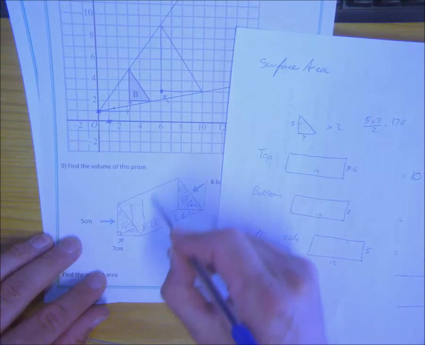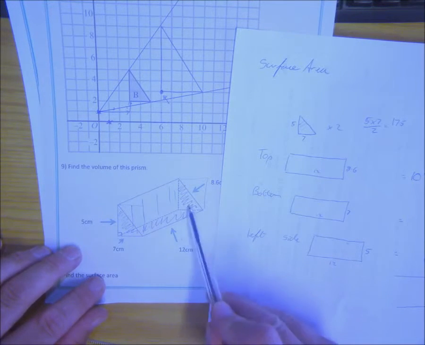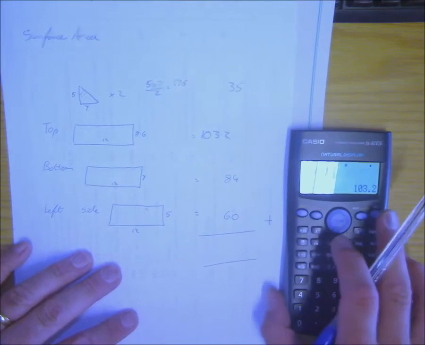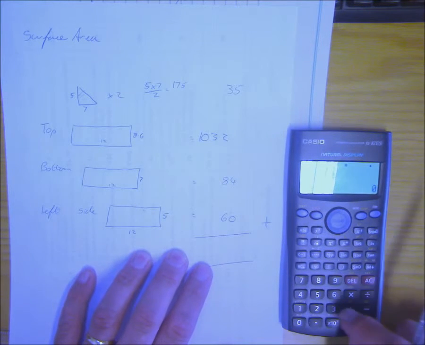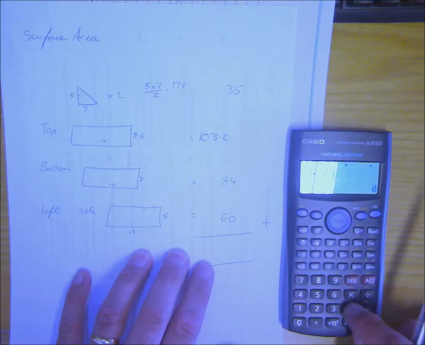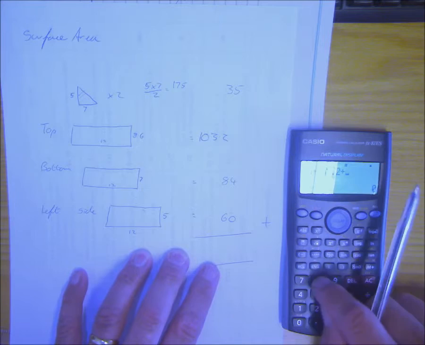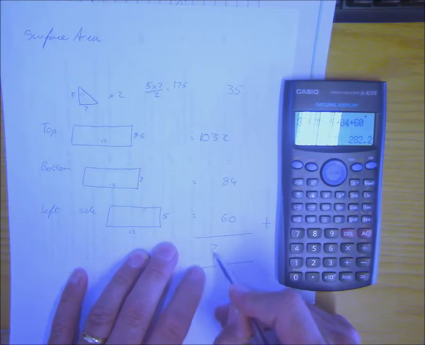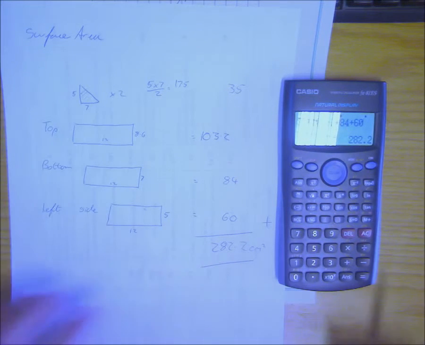And the side, which is this back piece vertically here, that's still a rectangle. It's definitely 12 along and it's 5 high, so that's 60. So to work out the total surface area, which is covering the whole of it, you add up 35 plus 103.2 plus 84 plus 60, which is 282.2 centimetres squared, because it's a measure of area.